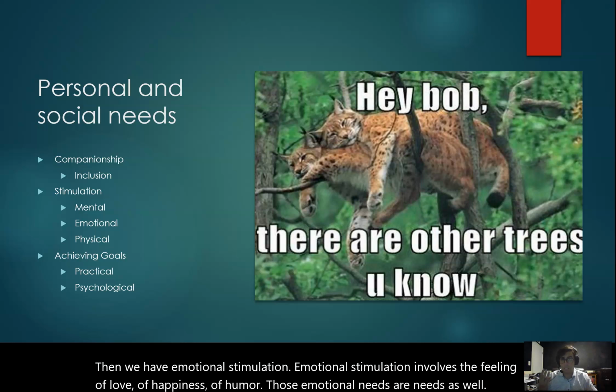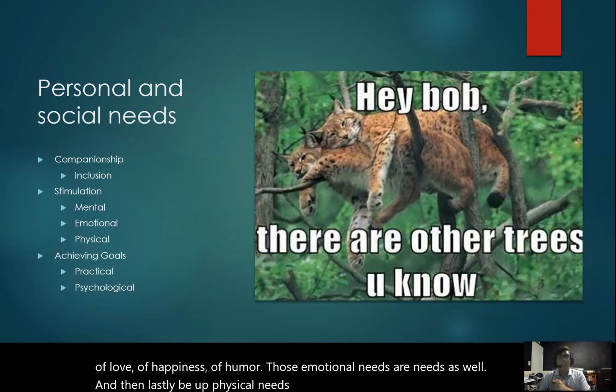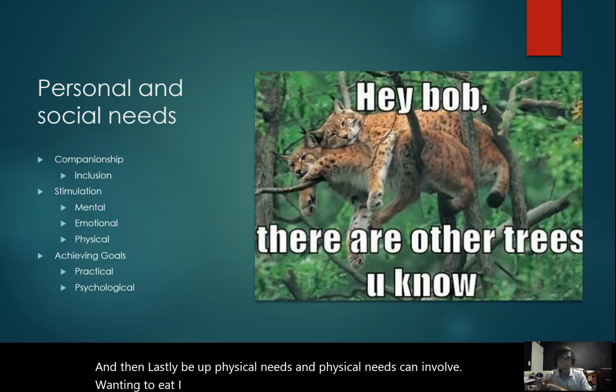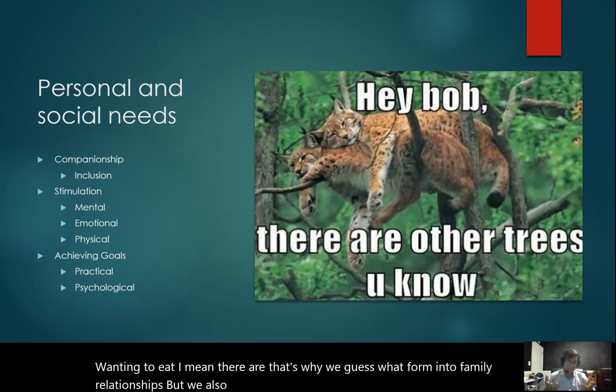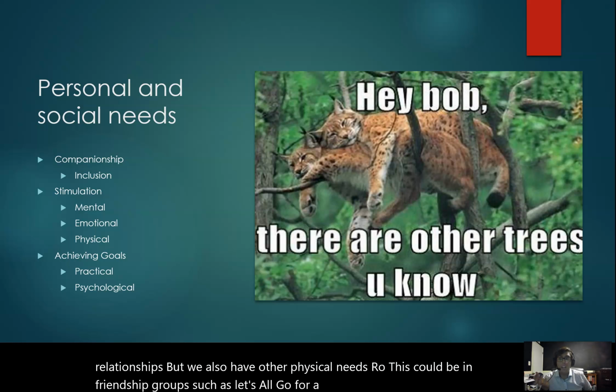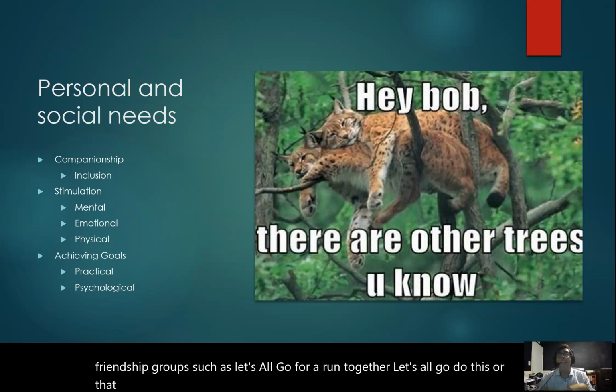And then lastly, we have physical needs. Physical needs can involve wanting to eat. That's what forms into family relationships. But we also have other physical needs. This could be in friendship groups, such as let's all go for a run together, let's all go do this or that together. Or even in romantic relationships, there are physical needs that sometimes need to be met.